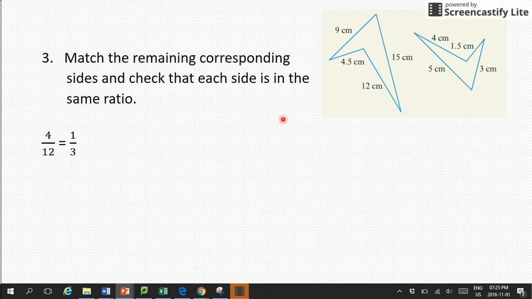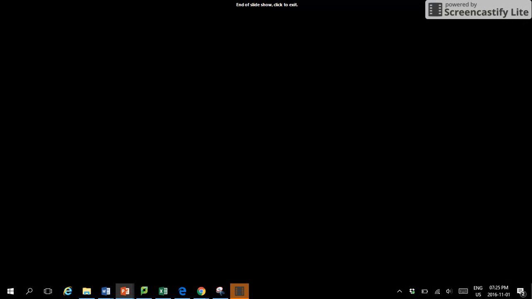So is 4 over 12 equal to 1/3? It is. Is 3 over 9 equal to 1/3? It is. Is 1.5 divided by 4.5 equal to 1/3? It is. So therefore we know it's definitely similar. And that's it. So I now want you to go ahead and start it, please, my darlings.